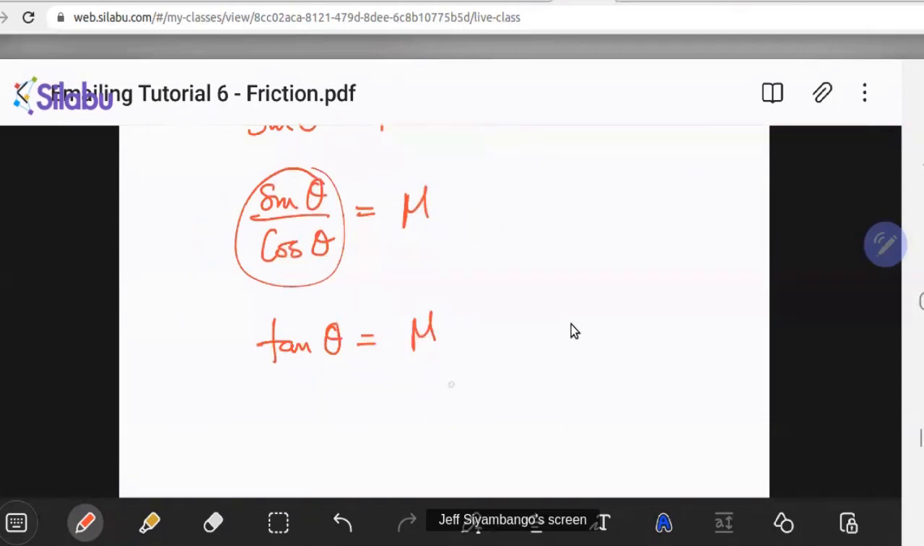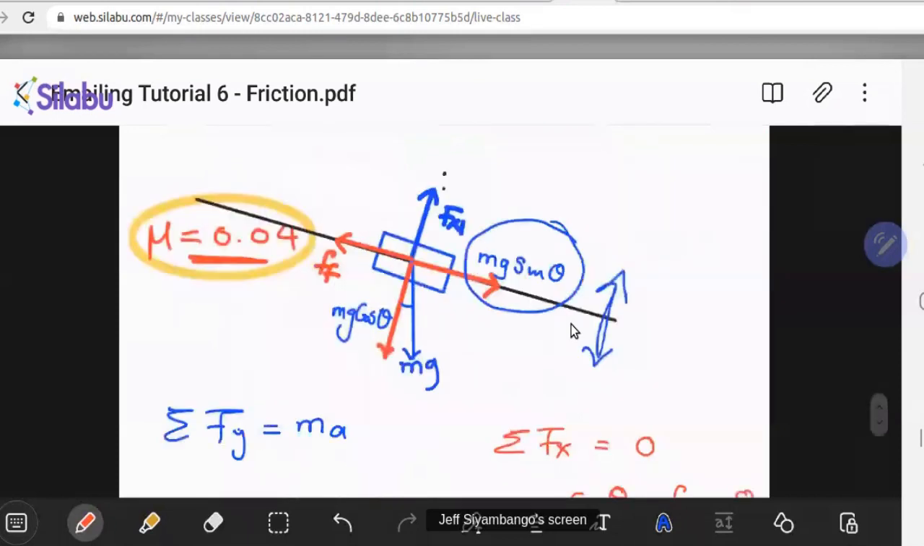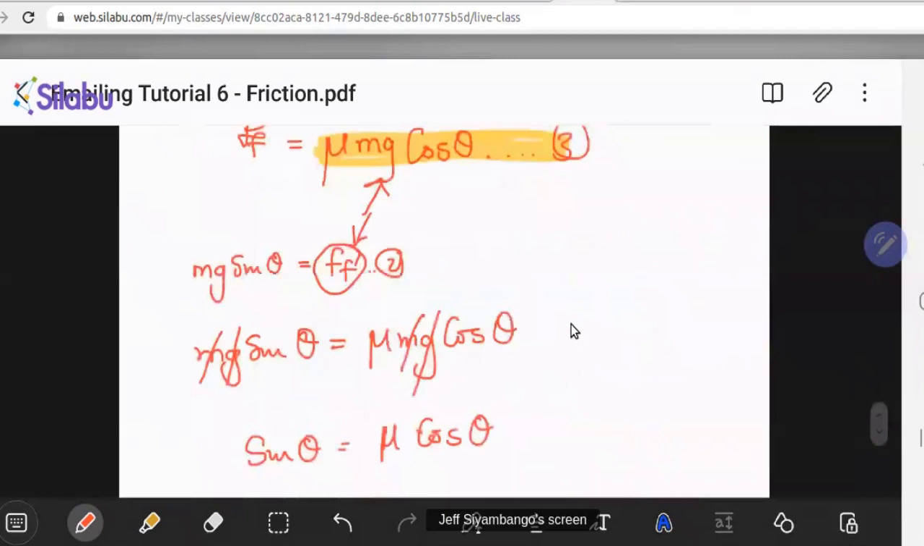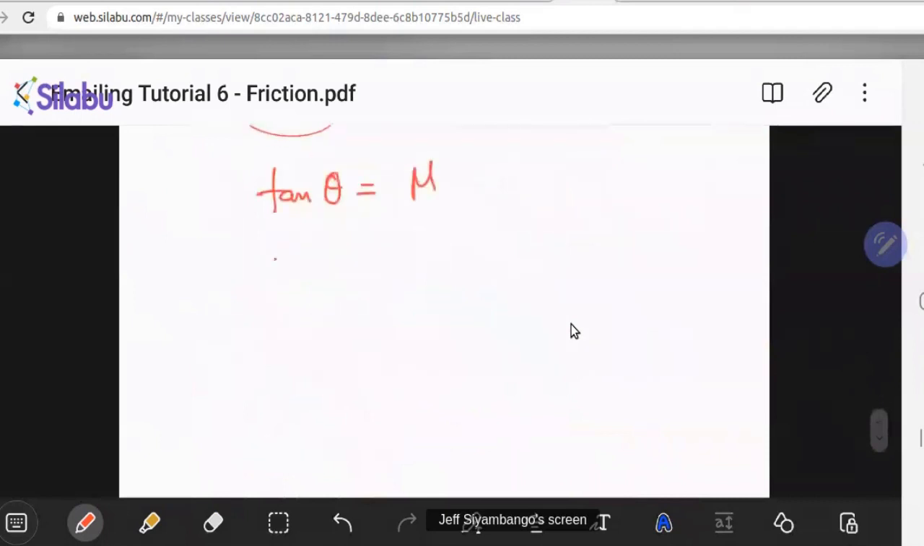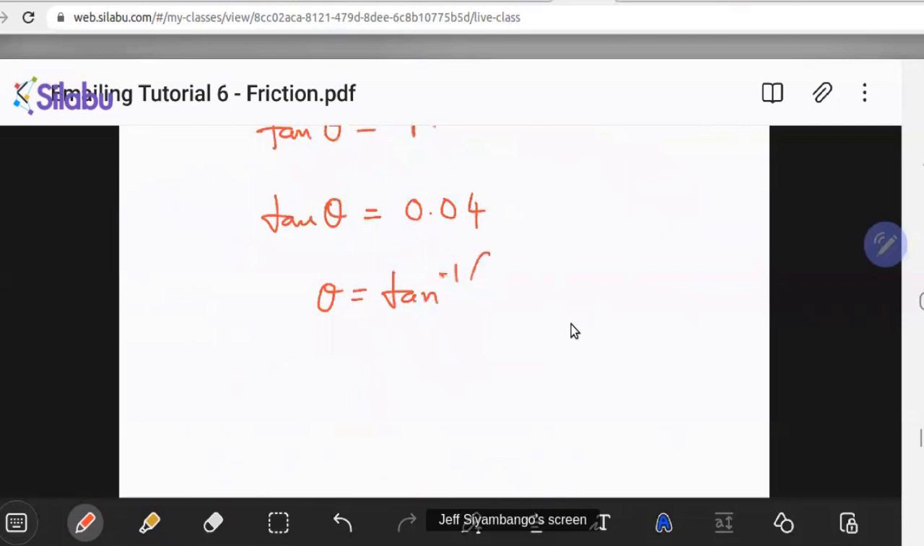We know what the coefficient of friction is. The question gives us what the coefficient of friction is, and that is 0.04. So we can put it here. We now have tan theta equal to 0.04, so that in the end, theta will be equal to tan inverse of 0.04. I haven't seen my calculator, so I won't be able to evaluate this. You guys can try to finish it from here.